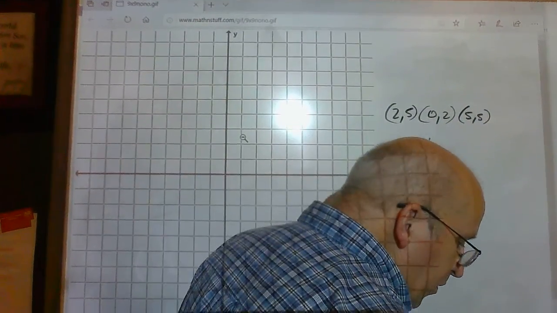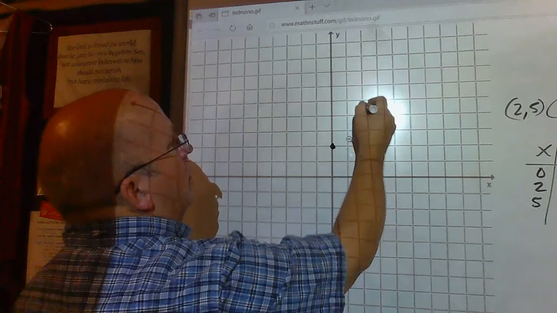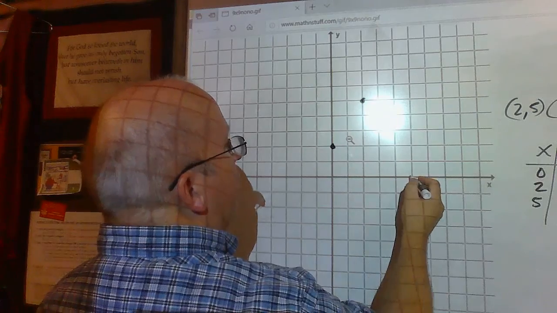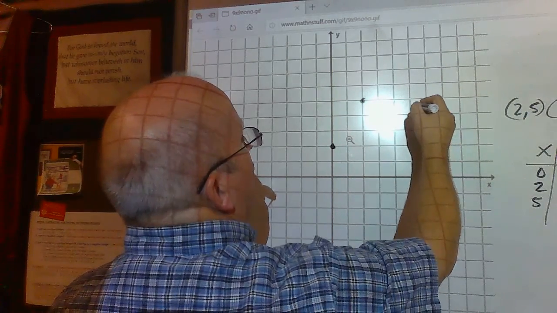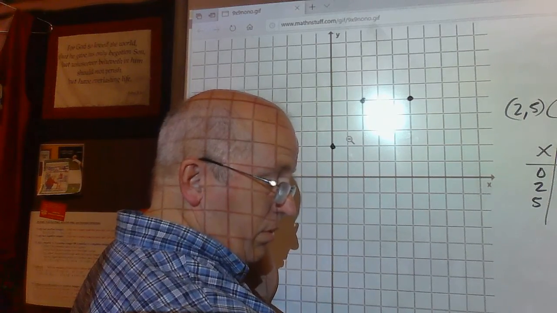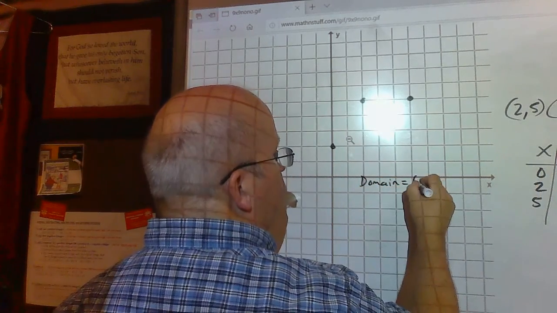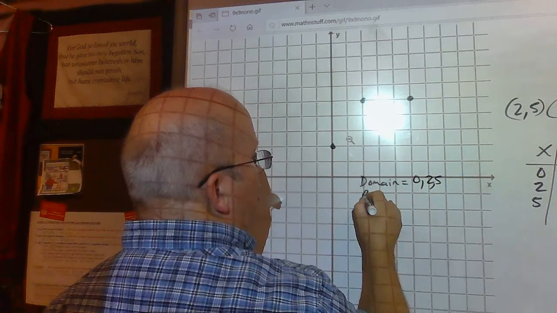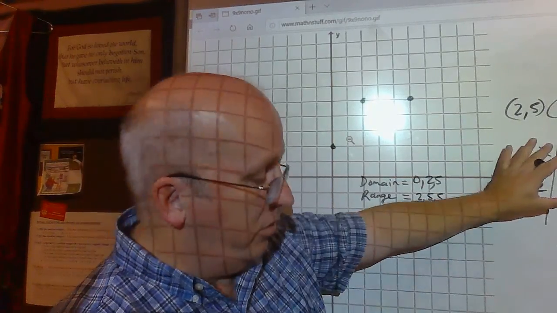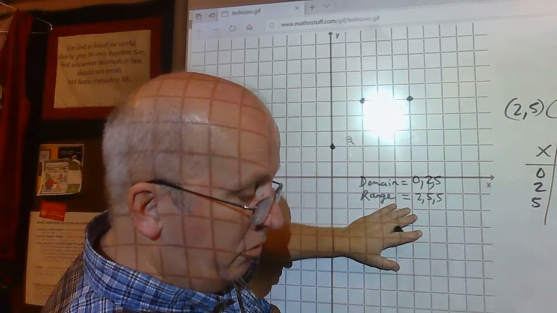And then it says, graph it. So a graphing of this would be here, here, and 5, 5. Okay, that would be the graphing of those spots. And then I'm supposed to determine the domain and the range. The domain in this particular situation is simply all of the x values, 0, 2, and 5. The range is just simply all of the y values, 2, 5, and 5. So I created the table for number 8. I graphed the points, and then I determined the domains and the ranges.